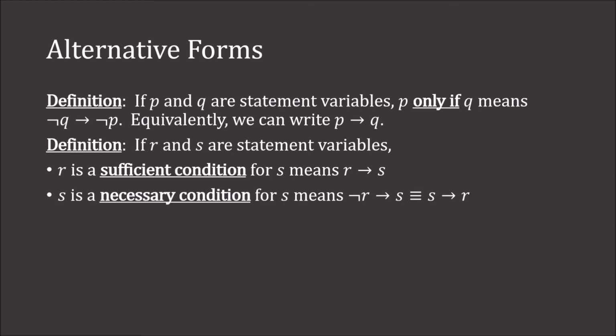I've got to fix this. So this here should actually be R. So R is a necessary condition for S means that not R implies not S, or equivalently, S implies R. So a sufficient condition means that R is sufficient enough to guarantee the occurrence of S. Necessary condition means that R is necessary to guarantee the occurrence of S. In other words, if R does not occur, then it is not possible for S to occur.